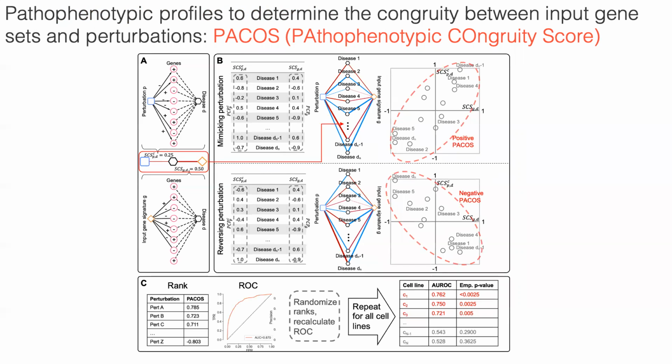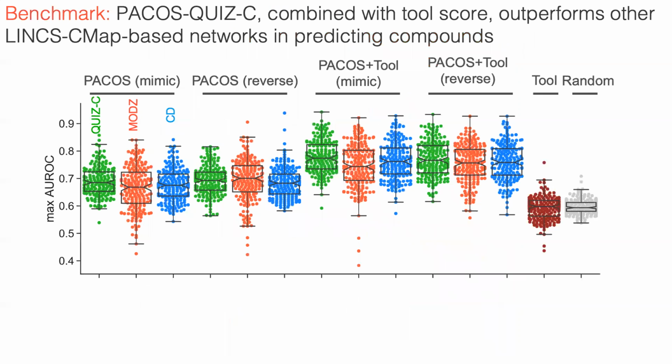We rank each perturbation and calculate ROC curves for each line, and also perform the same operations on shuffled ranks to come up with a ranked list of cell lines. The integration of PACOS and TOOL score significantly surpasses either approach alone in all three cases, with QuIZ-C outperforming both the moderated z-score and characteristic direction, both forward and reverse mode. Due to its being agnostic to the specific input signature, TOOL score by itself performs poorly compared to PACOS and similar to random expectation.